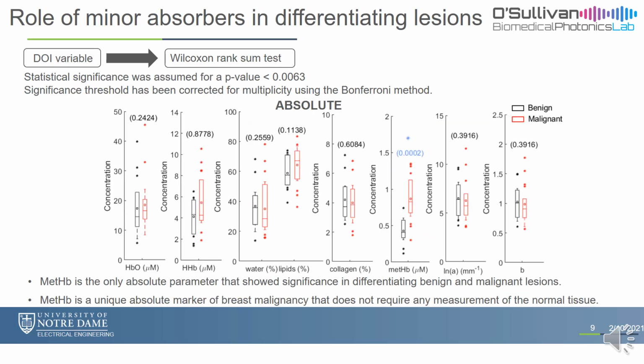Let's look at how the absolute variables performed in the statistical test. So here is again a box plot representation of all absolute variables with their p-values written out. Now this gave us an interesting result. Among all the absolute variables that we looked at in this study, we found only one variable to be significant in its absolute form, and that was methemoglobin. Now, this points out that methemoglobin is a unique absolute biomarker of breast malignancy that does not require any normalization to a healthy tissue.